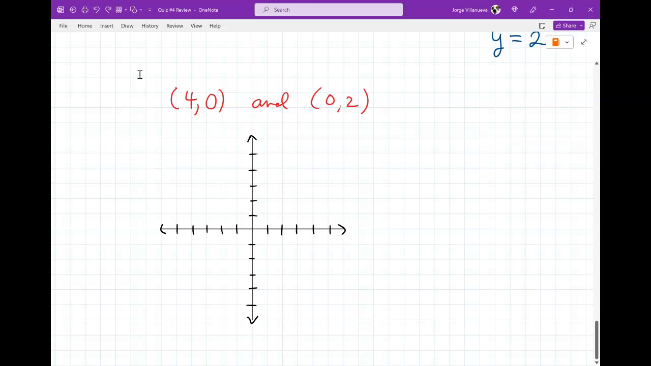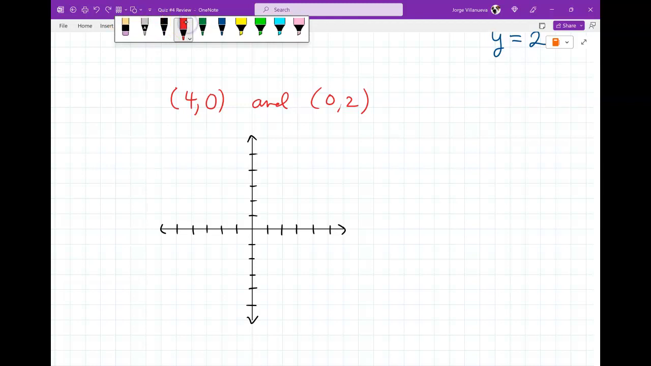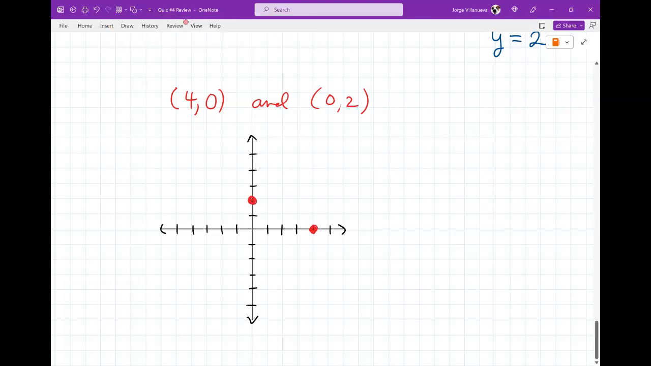So anyway, we're going by ones because I didn't put anything. So 4, 0 is right here. 0, 2 is right here. So I just have to connect the dots, and we're done. And this is your quiz.